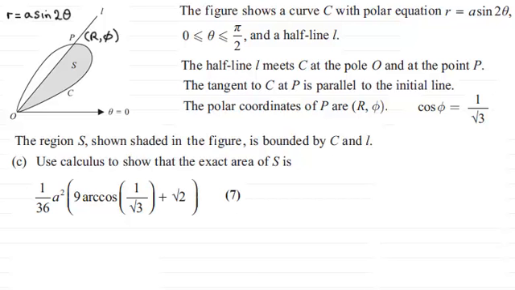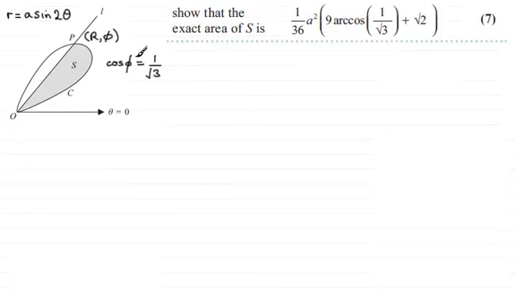Now in order to show you the working here, I'm going to need a lot more space. So what I'm going to do is we'll just take out a lot of this writing and essentially we'll just write down the question in brief. We're told that the cosine of phi equaled 1 over root 3, and we've got to show that the exact area of S then is given by this expression here.